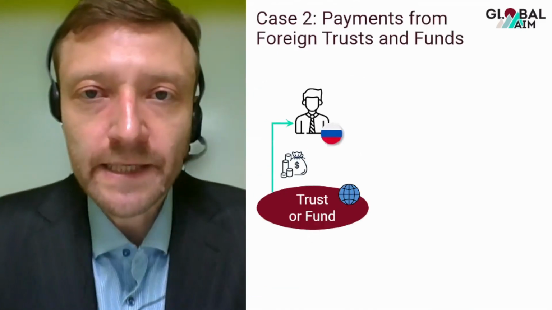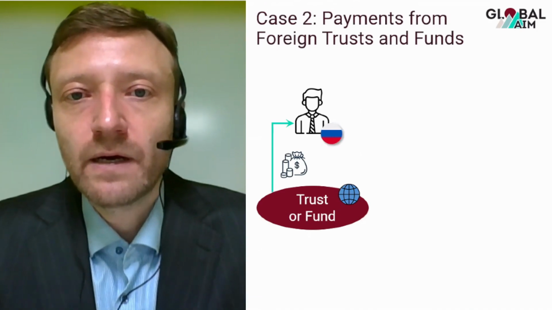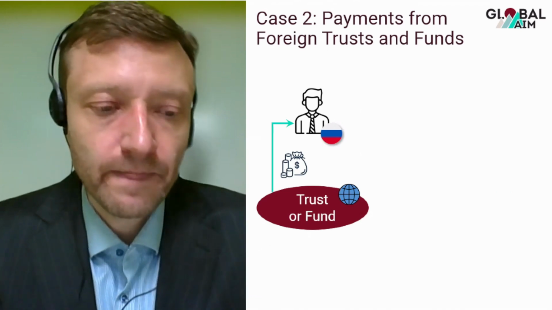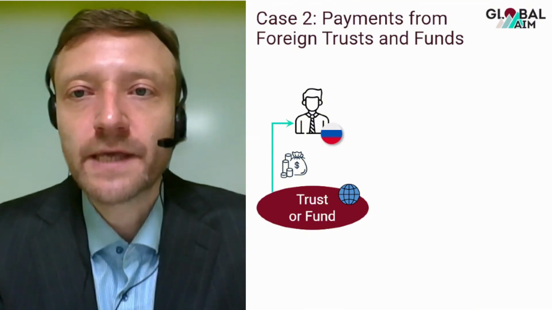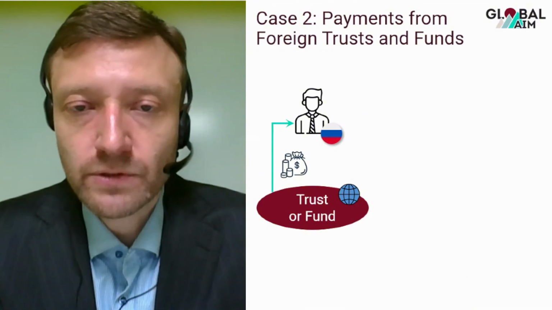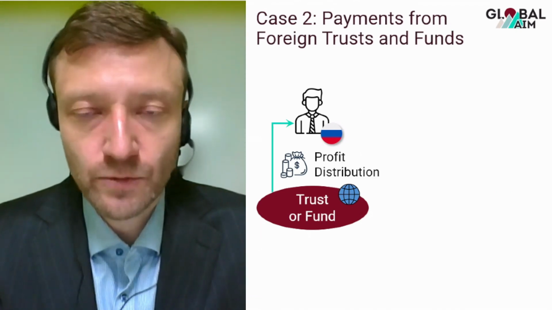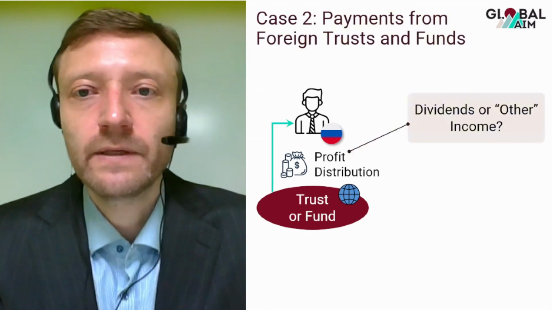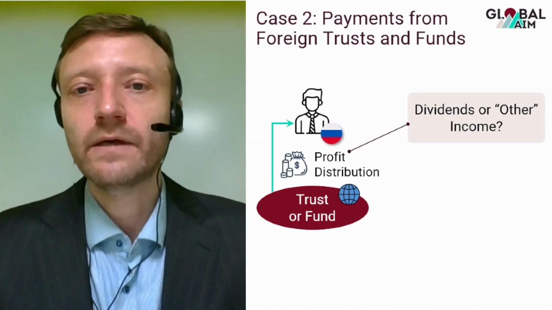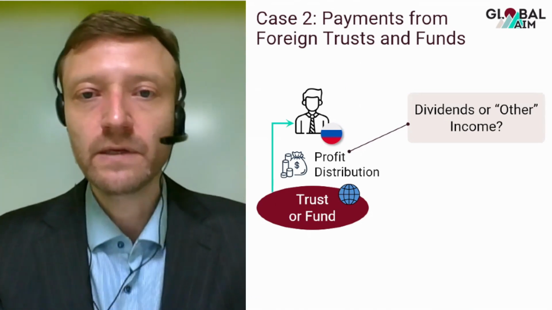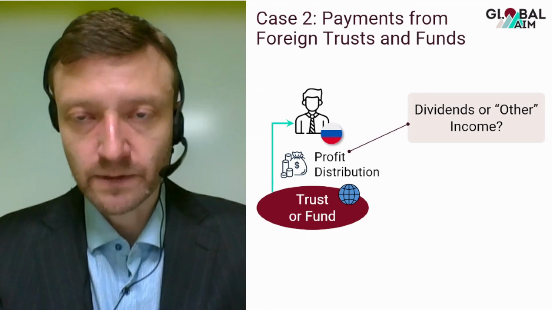Okay, next case. Case number 2 is payments from foreign trusts and funds. Again, in the context of the progressive personal income tax scale, such distributions can be treated differently, or rather, they are not likely to be treated as dividends, to be more precise. As shown on this slide, if a Russian tax resident individual receives distributions from trusts or funds, then it's unlikely to be treated as dividends.